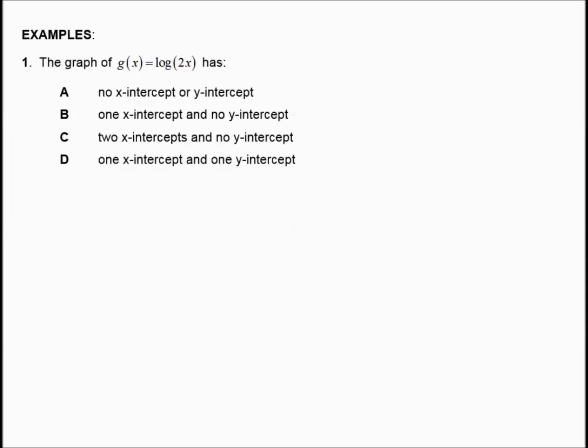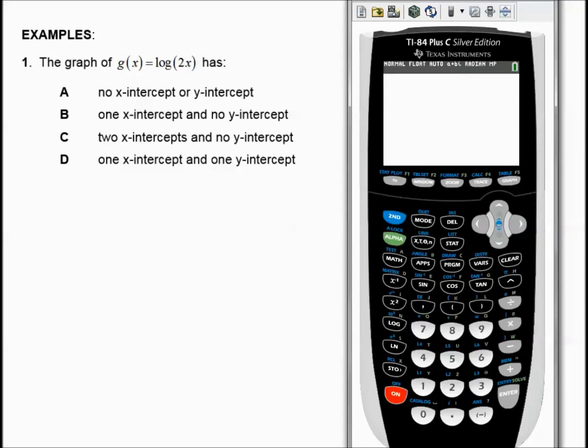Let's look at the first example. The graph of g of x equals log of 2x has, and here are our answer choices. Well, the first thing I notice is that I'm talking about a graph, but I don't see a picture of the graph. So I'm going to pull up my calculator and I'm going to graph it. I'm going to go to y equals, and let's see, I've got a log of 2x.